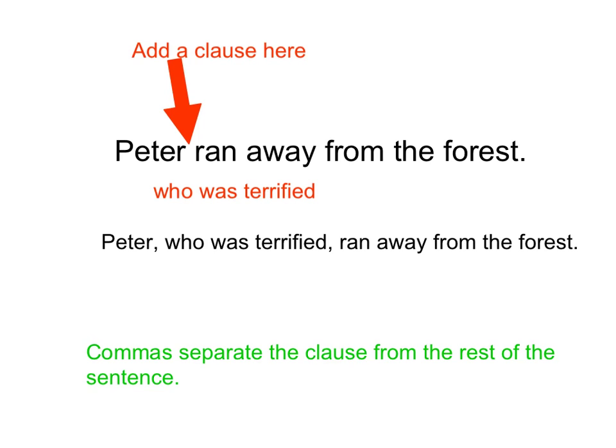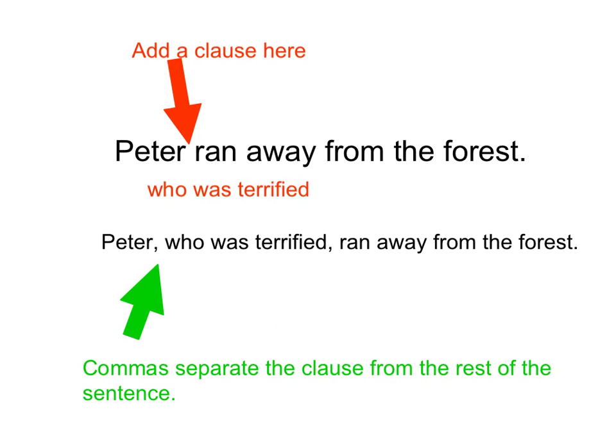I could say anything about Peter. I could say Peter, who enjoyed playing football, ran away from the forest. But the fact that Peter enjoyed playing football has got nothing to do with him running away from the forest. So we need to make sure that the clause we put in there is relevant to what we're talking about. So I've chosen to put in who was terrified. So Peter, who was terrified, ran away from the forest. We must also make sure that we then remember to put in commas to separate the clause from the rest of the sentence.